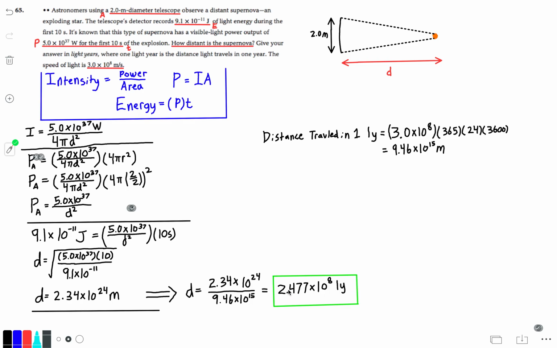and we are left with 2.477 times 10 to the 8 light years. This is the distance that the star is away from the lens of our telescope.